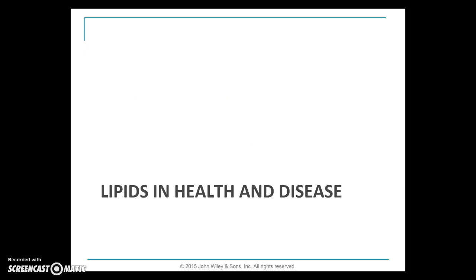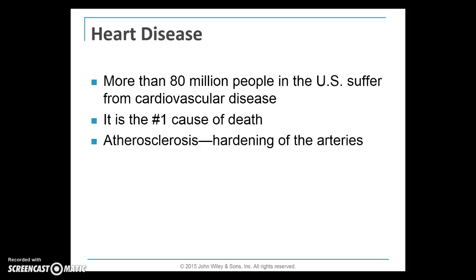So moving on to lipids in health and disease. We normally associate lipids with heart disease. More than 80 million people in the U.S. suffer from cardiovascular disease, which is considered heart disease. It's the number one cause of death in the United States.